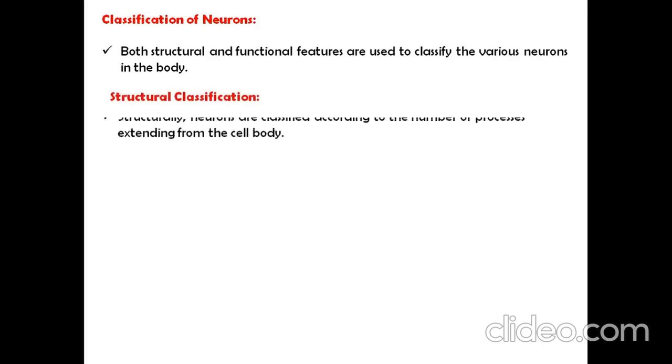Now the next one is the classification of neurons. Both structural and functional features are used to classify the various neurons in the body. The first one is the structural classification of neurons. Structurally, neurons are classified according to the number of processes extending from the cell body, into three types: first the unipolar, second the bipolar, and third the multipolar neuron.